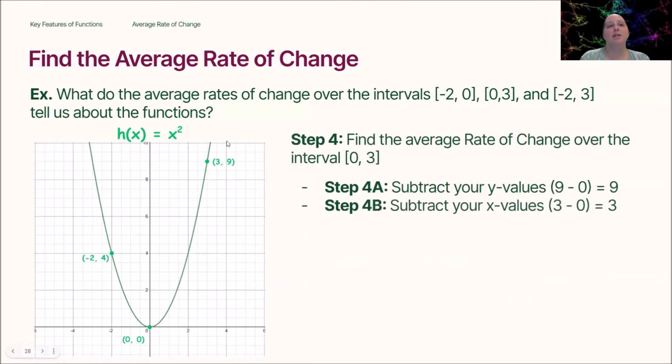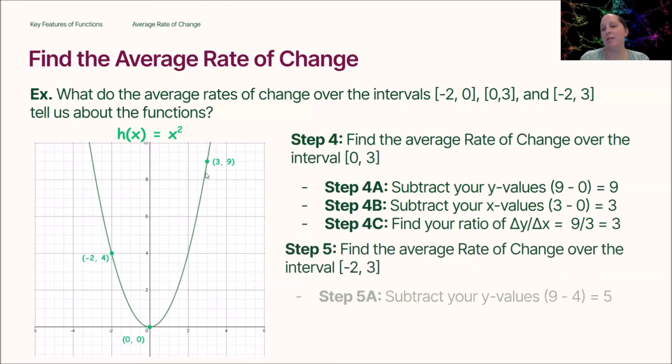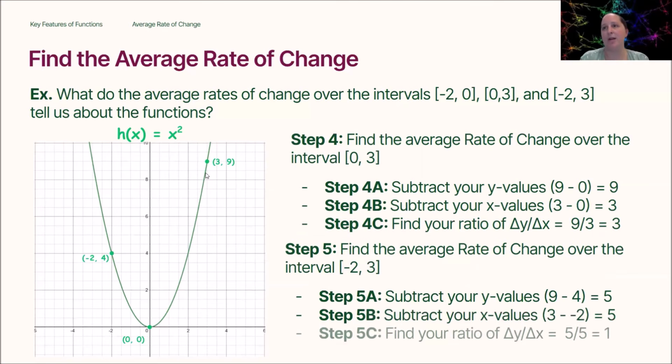I can do the same thing from 0 to 3, or I can just subtract them. 9 minus 0 is 9. 3 minus 0 is 3. 9 divided by 3 is 3. And I do the same thing from -2, 4 to 3, 9. 9 minus 4 is 5. 3 minus -2 is 5. 5 divided by 5 is 1.